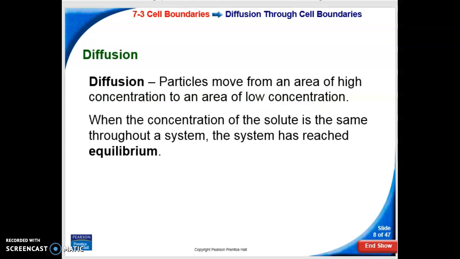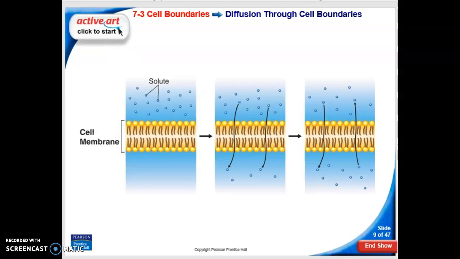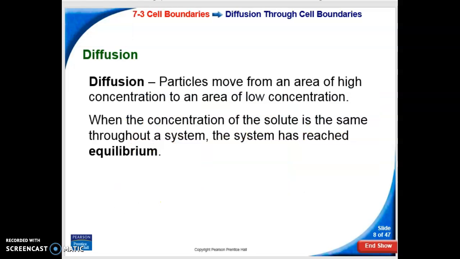Diffusion is the movement of particles, and it's going to go from an area of high concentration to an area of low concentration. Here's a picture of that, where you have a high amount of particles, and it's going to move through the cell membrane to an area of low concentration until it's completely even. When it is completely even, that's going to be called equilibrium. That means those particles are the same on the inside of the cell and the outside of the cell.